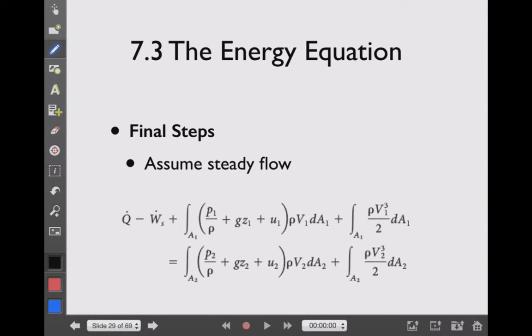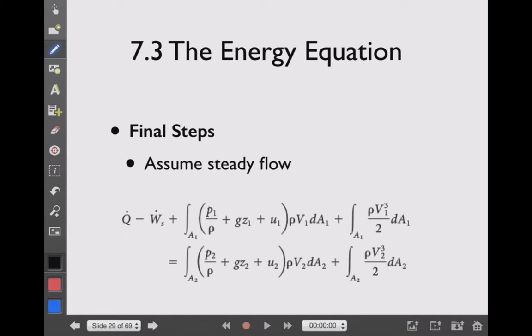But the bottom line is that the use of the kinetic energy correction factor turns out to be a convenience for us. And in a lot of cases for the problems that we'll do, alpha will simply be 1, or it will be specified for a particular flow situation.